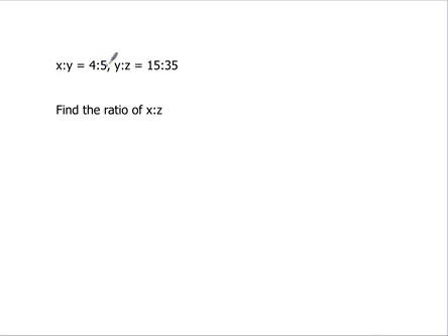x to y equals 4 to 5 and y to z equals 15 to 35. Find x to z. So let's write these out. We've got 4 to 5, which is x to y, and then we've also got the y to z is 15 to 35. So we've got a shared y term in here.